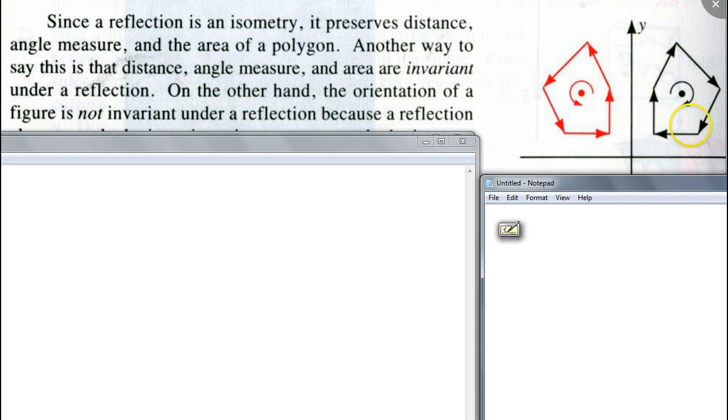If our pre-image is going clockwise, will my image going clockwise also? Would it go clockwise also? No, it wouldn't. The direction is different, Mr. Hall. Yeah, so that's what they mean by orientation. Watch this.